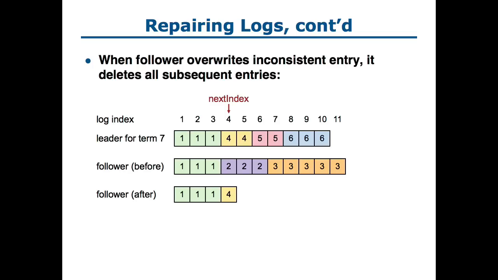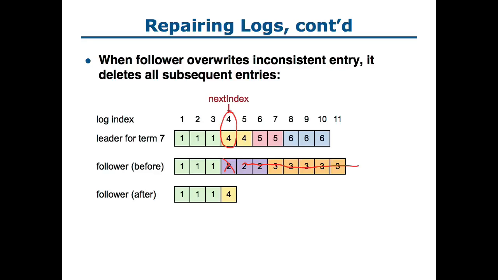One other note about this process of making the logs consistent. Whenever a follower receives an entry for its log that is replacing another entry that's inconsistent, then it truncates its log, removing all of the entries after that. So for example, in this case, if the leader sends the entry for slot 4 to this follower, and it already had a conflicting entry 2 in there, then not only will it overwrite the old contents of that slot, but it'll remove all of the remaining ones after that. We know any entry after an extraneous entry is also extraneous.